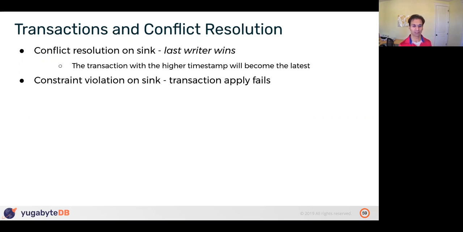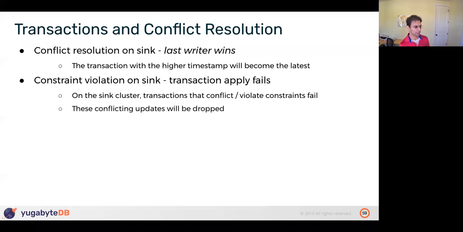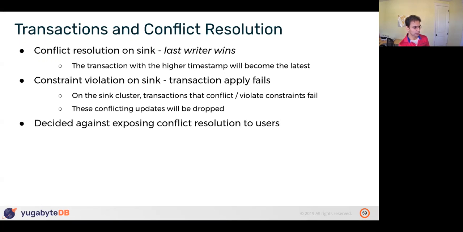The transaction apply fails, and this is something that the users building these applications would have to keep in mind, that things like unique constraints and some of these things would just not apply. So yeah, these updates will be dropped. We did think about exposing conflict resolution to users, but decided it's far too complicated. So we'll probably revisit that at a later point. I mean, it's definitely happened that some things we thought were complicated were exactly what the users wanted, but right now we're not exposing that. We're just doing a last writer wins automatic handling.